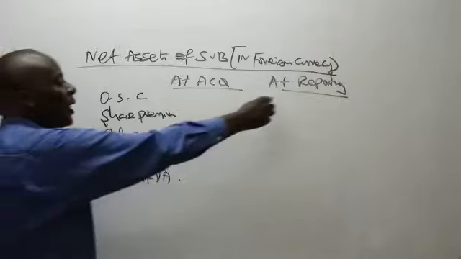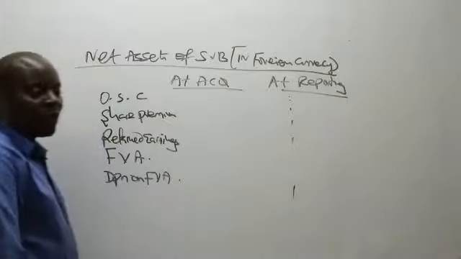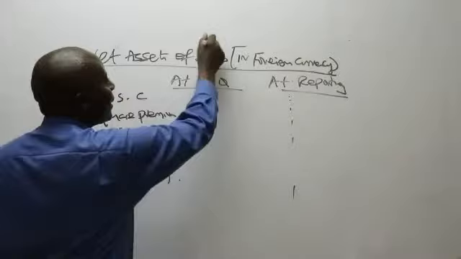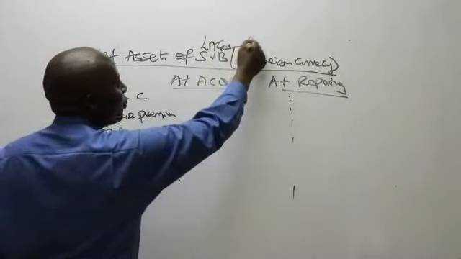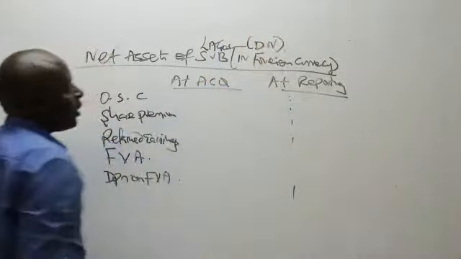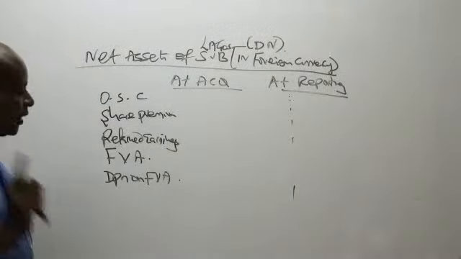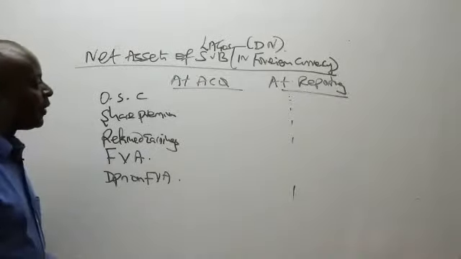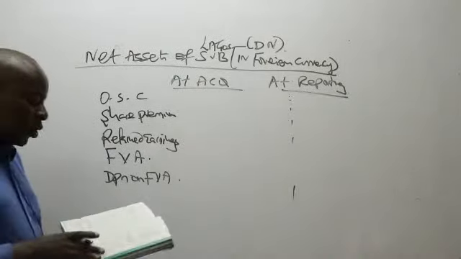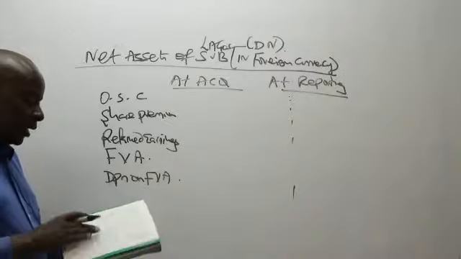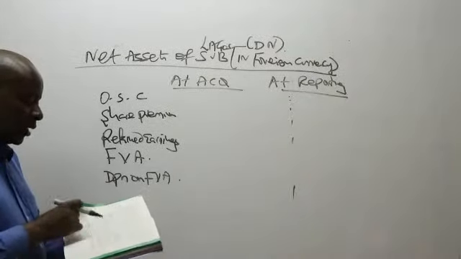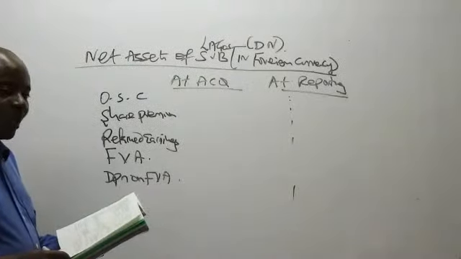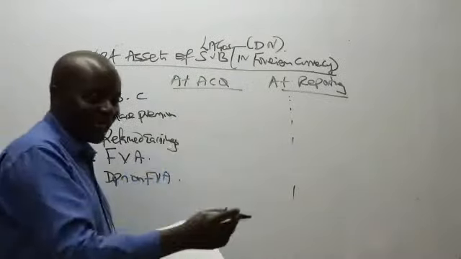Okay, let us first fill the column. Remember it is the net assets of the subsidiary, net assets of Lagos in terms of its currency, which is the DN. Let us first fill in at reporting. What do we have there? At reporting is the same as at year end.